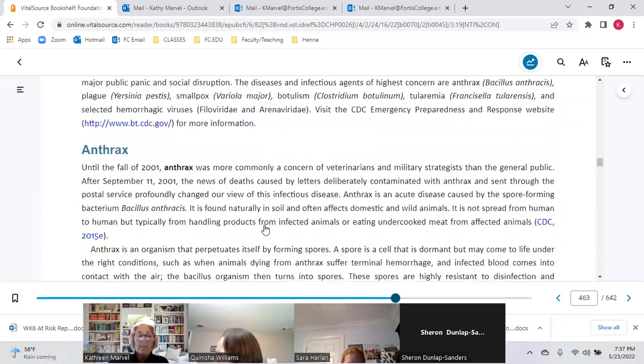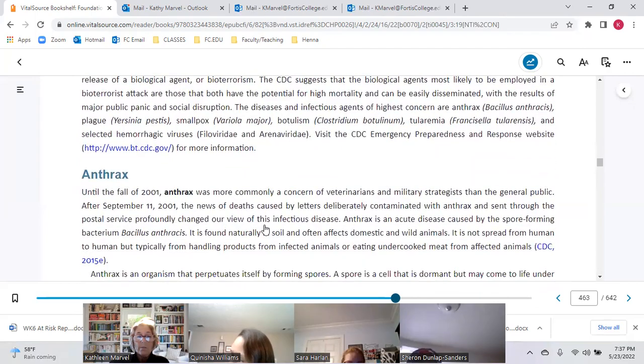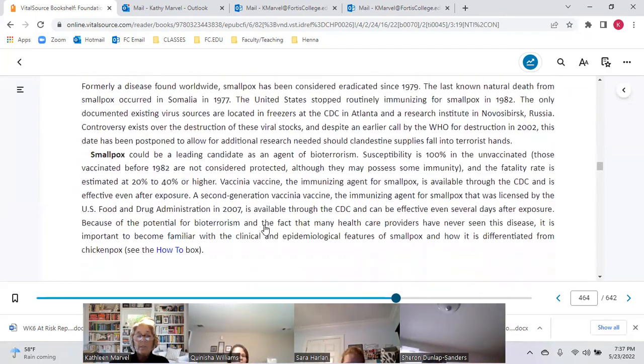Obviously, I'm not going to cover these, but this chapter goes through agents of bioterrorism. So it goes through anthrax, smallpox.